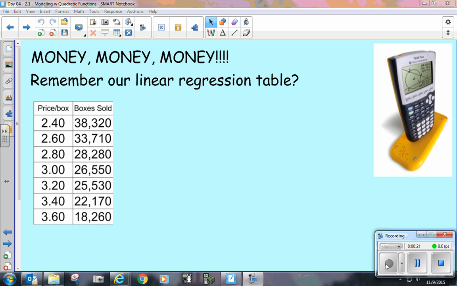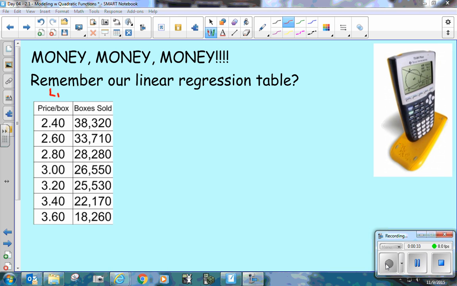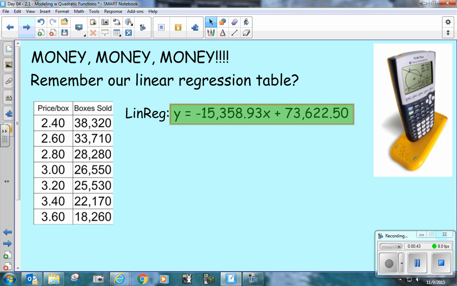But do you remember a couple lessons ago, I believe it was Unit 2, Day 1, we did linear regressions? We put this into our L1 box, and this went into our L2. We calculated a linear regression and came up with this equation. This was done a couple of days ago, and we're not going to redo it. We're just going to recall the equation we got.